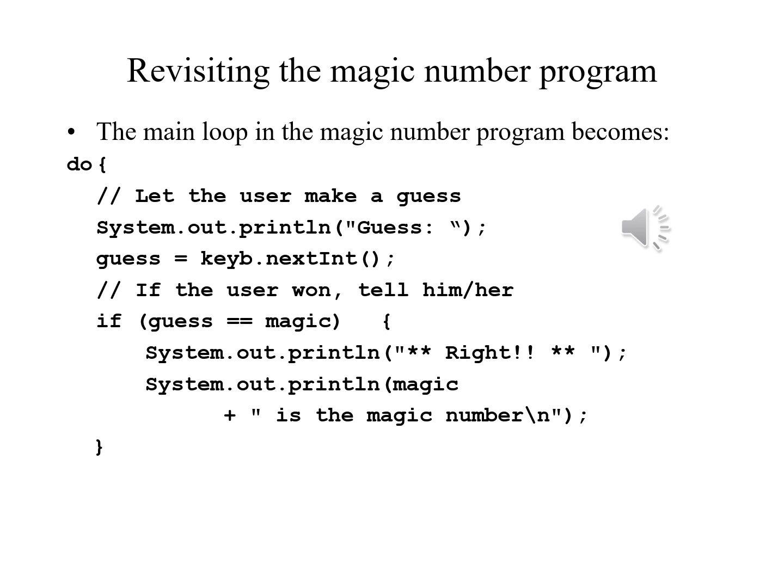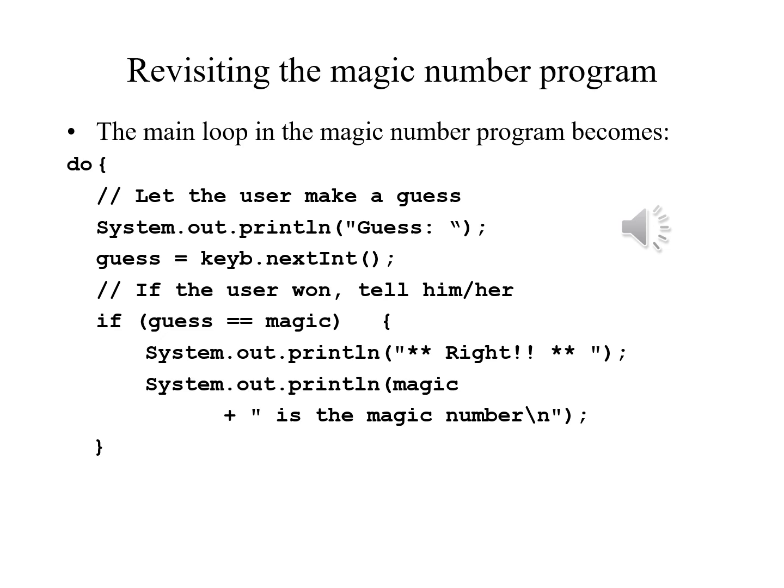Let's take a look at the loop in the magic number program. We can rewrite it using a do-while loop, and it begins with do and an open brace. Inside we have the comment, let the user make a guess. System.out.println("Guess"), and then below that guess = keyboard.nextInt(). Now a comment, if the user won, tell him or her.